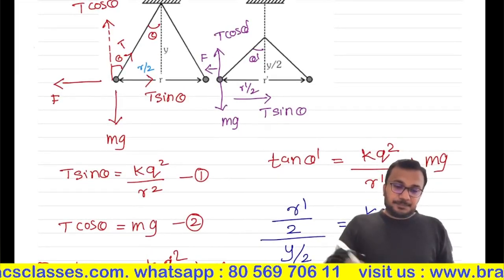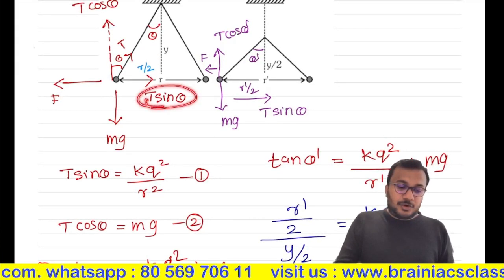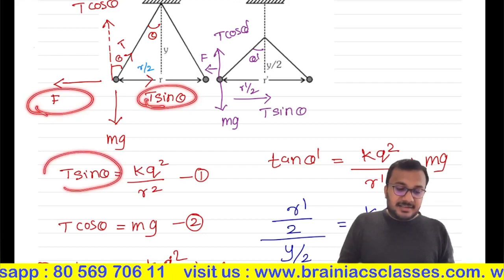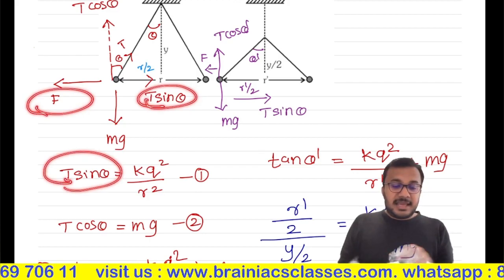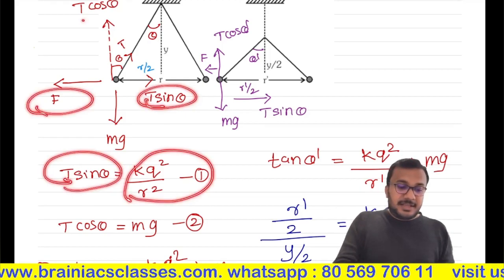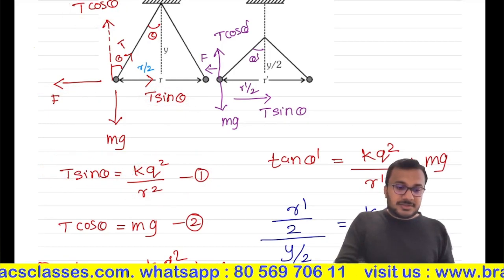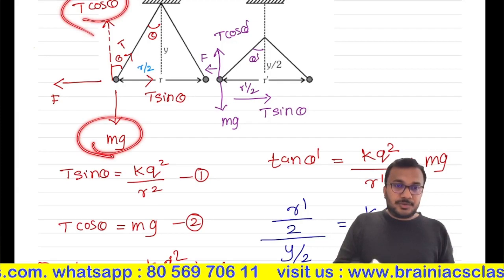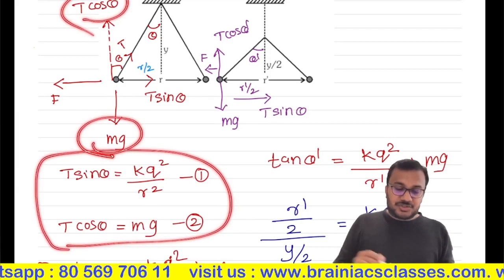So we are analyzing T sin theta, and the opposite on F. So T sin theta is equal to F. F means what? kQ squared by R squared, Coulomb's law. And T cos theta is equal to what? It is equal to mg. So we have written these two equations.